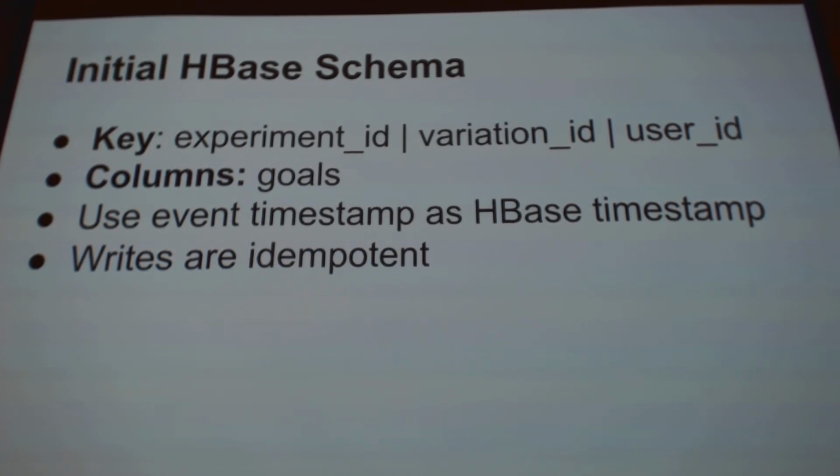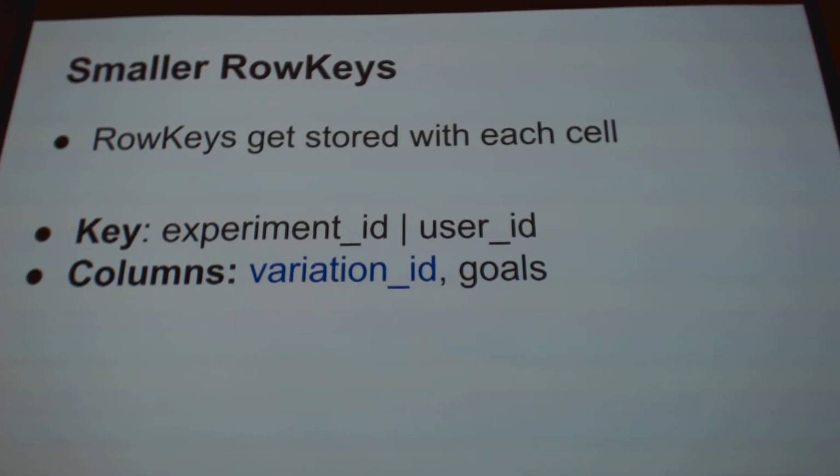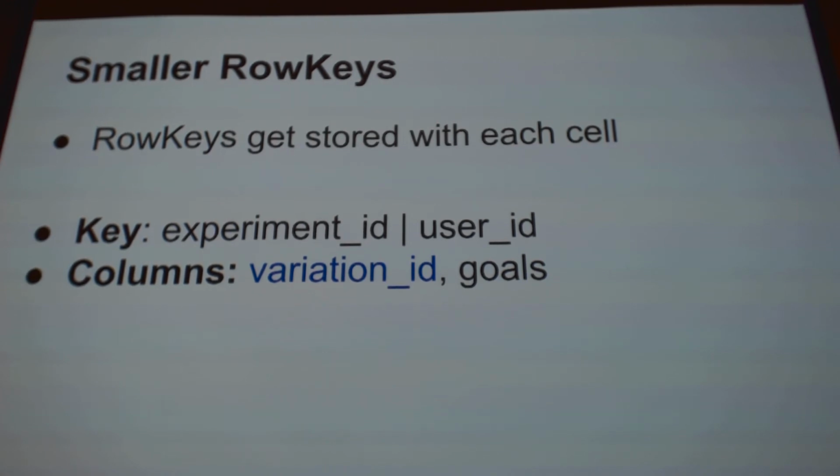One thing that we found with this schema is that our row keys are really large. With HBase, row keys get stored along with each cell. That means that if you have really large row keys, then you're wasting a lot of storage, and it can have a big impact on your performance even when you're doing scans. So one thing that we really recommend for anyone is if there's anything that you can take out from your row keys, always do that. In our case, we found that we could take out variation ID, because whenever we were doing any kind of scans, we only cared about getting the whole experiment, so we might as well put it into the column.